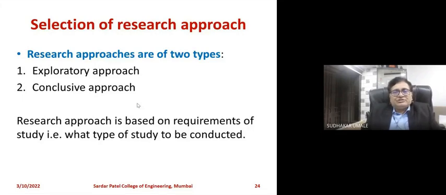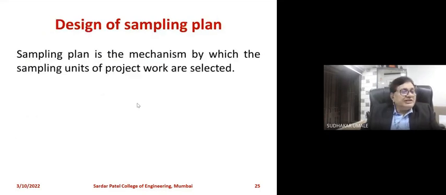Research approaches are of two types. One is the exploratory approach, the second is the conclusive approach. So what is your approach? You think first whether it is an exploratory approach or a conclusive approach. Research approach is based on the requirements of the study, that is, what type of study is to be conducted. You have to decide what type of study you have and in what way you are studying it. So that is actually research approaches. We'll discuss what we mean by exploratory approach and conclusive approach. This is very important.